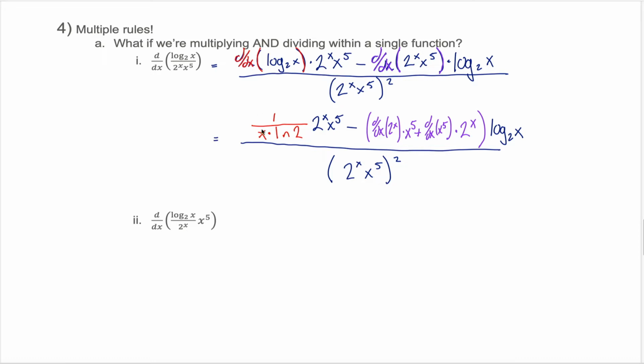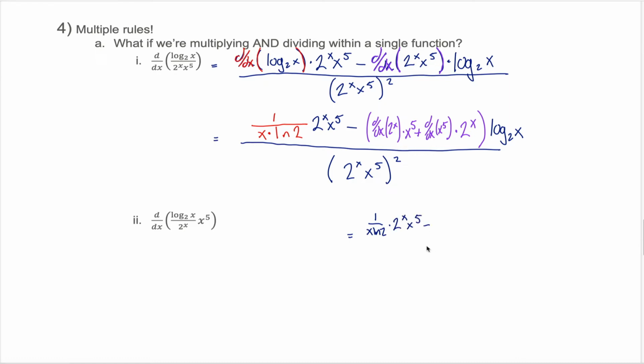We took care of one of them over here in red, but when we tried to take care of the one over here in purple, we created two more d over dx symbols. So I still have two more derivatives to take. A lot of this stuff I can just leave alone. I got 1 over x times the natural log of 2. I'm multiplying that by 2 to the x times x to the 5th.